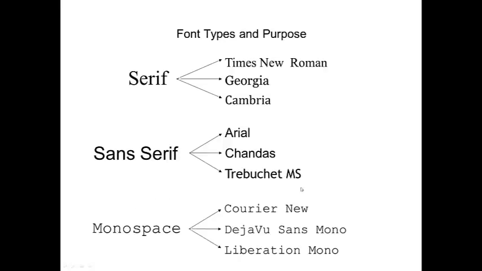A monospaced font is where the spaces in between the letters are exactly the same, whereas the spaces between the letters in serif and sans serif can vary, just to make the word look a bit more readable. We tend to use the monospaced fonts for the coding that we want to display in our end-user document. Serif fonts are used for blocks of text.